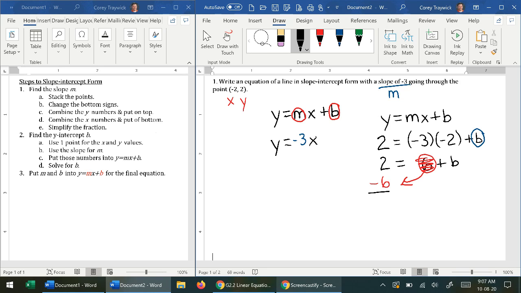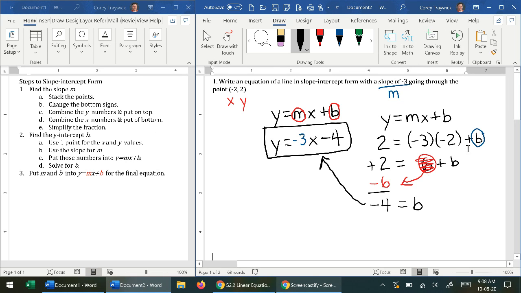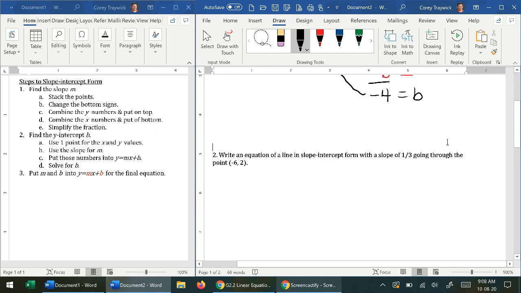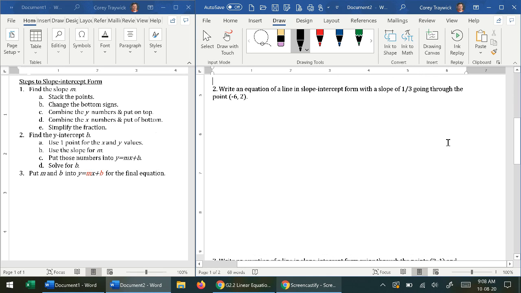This is just a shortcut version of solving equations. So now we have 2 minus 6. That's 6 negatives and 2 positives. That gives us -4. And all we're left with on the right side is b. And so that is our y-intercept. So we can use -4 in place of b. That changes the plus sign to a minus. And that is our equation: y equals -3x minus 4. Let's go down to another example.